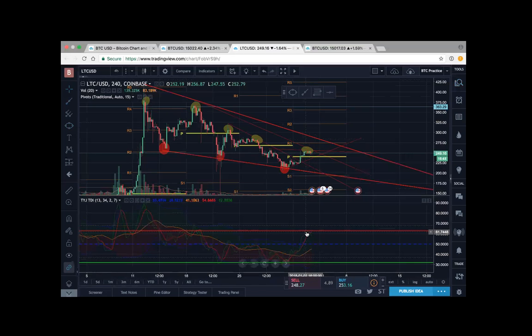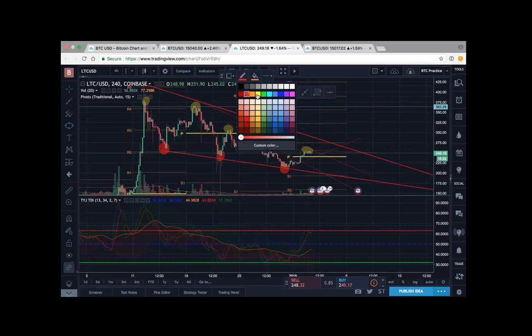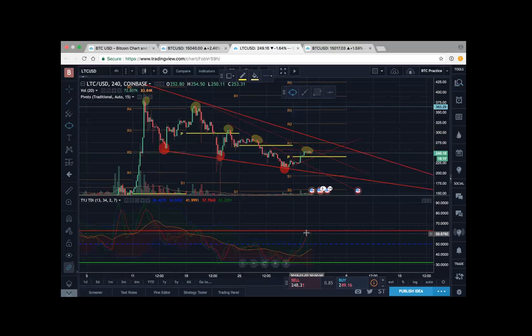Another really big thing though is these two lines, the red one and the green one. These are also really important because these are your signal lines. These are going to signal to you to buy, and these are going to signal to you to sell. So for example, I'm going to use my ellipses tool once again. Let me change this back to that. You see when it crosses right here?